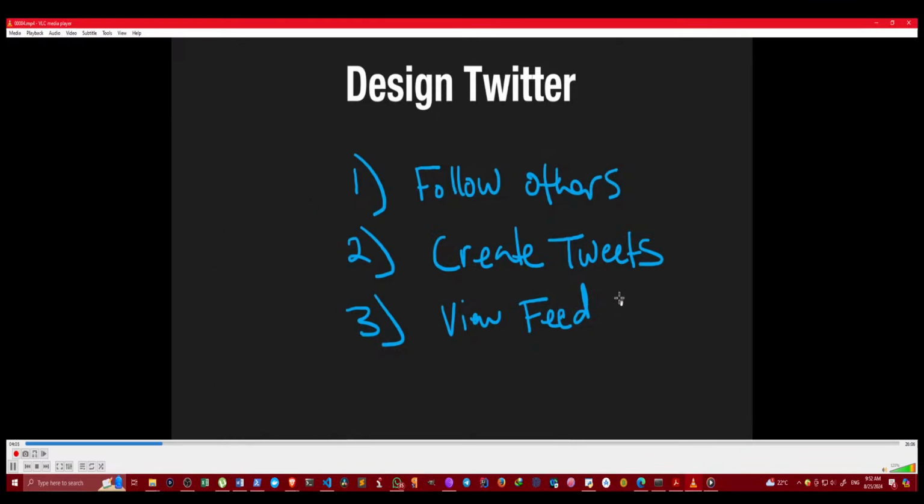Now, while most people will be viewing their feed, they probably won't be creating tweets, but again, this is something we have to clarify.